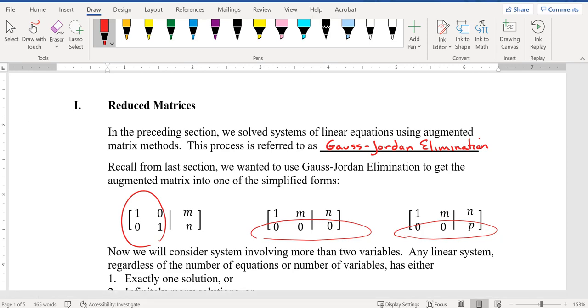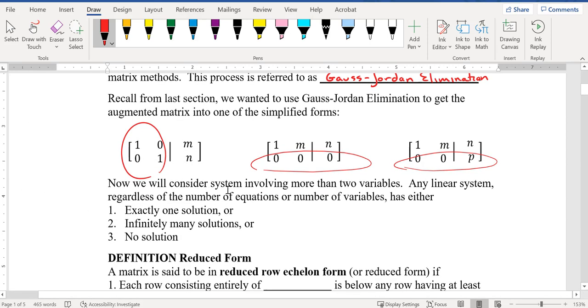All right, now we will consider systems involving more than two variables. Any linear system, regardless of the number of equations or number of variables, has either exactly one solution, infinitely many solutions, or no solution.